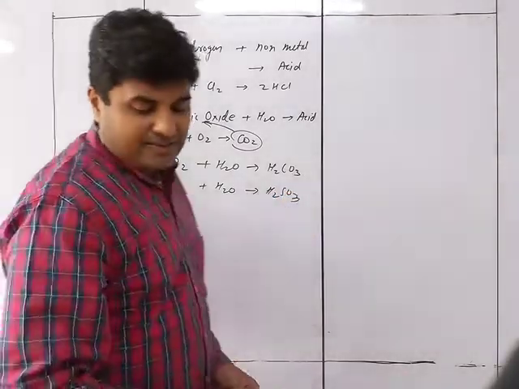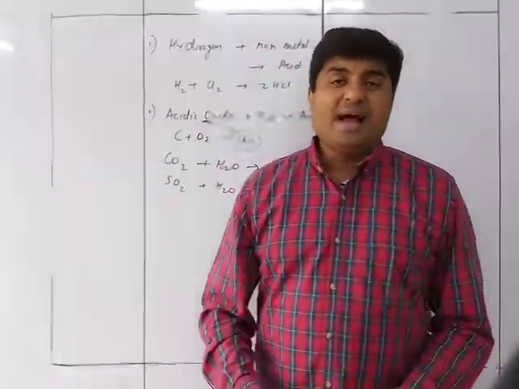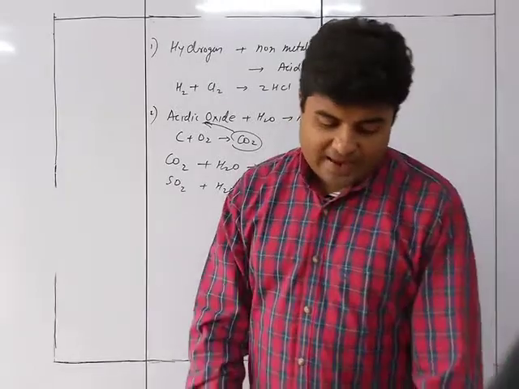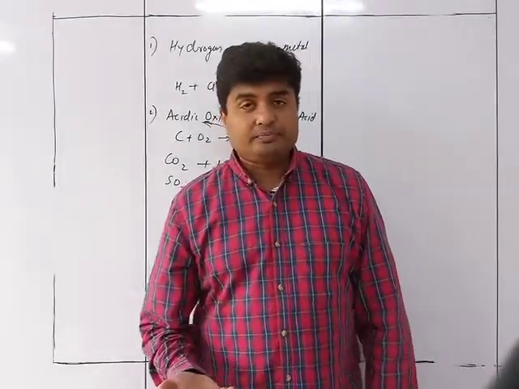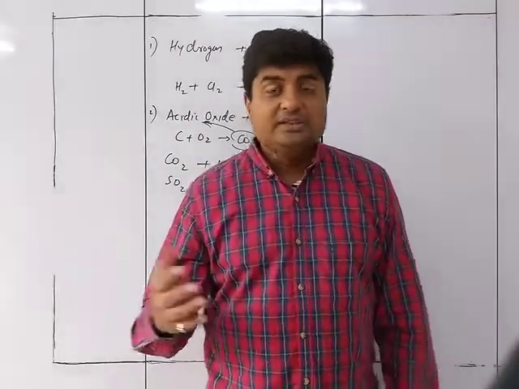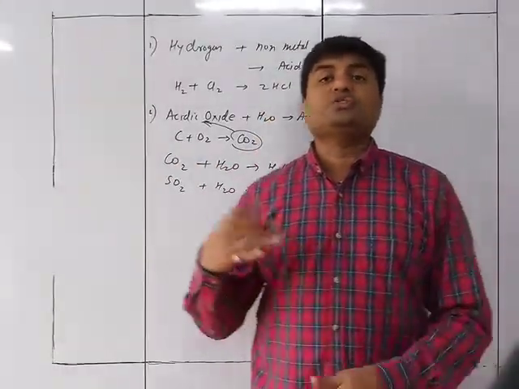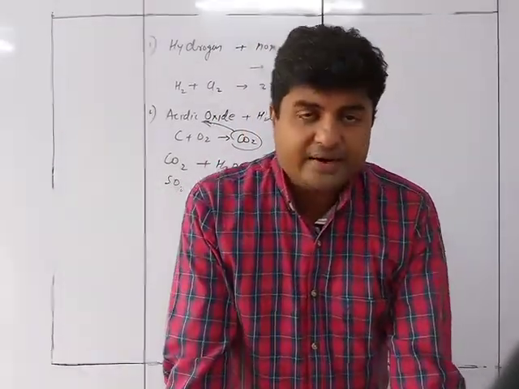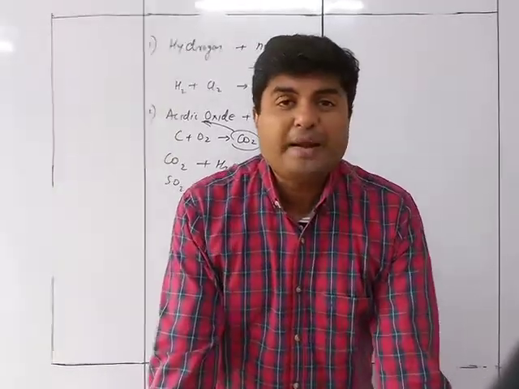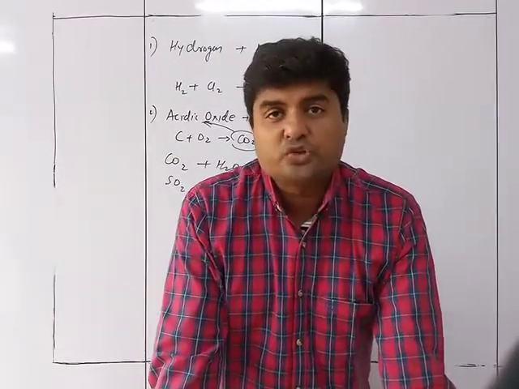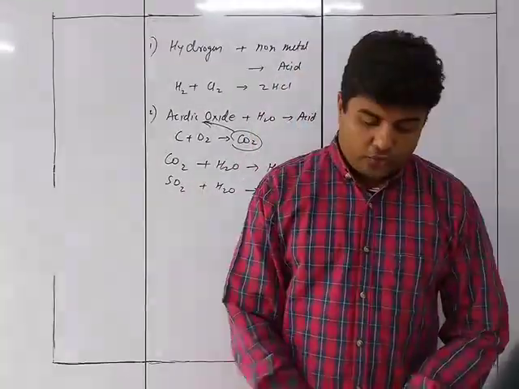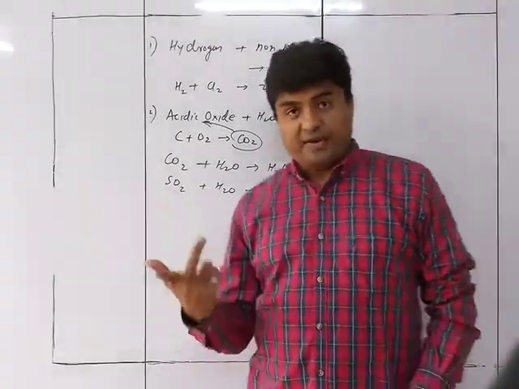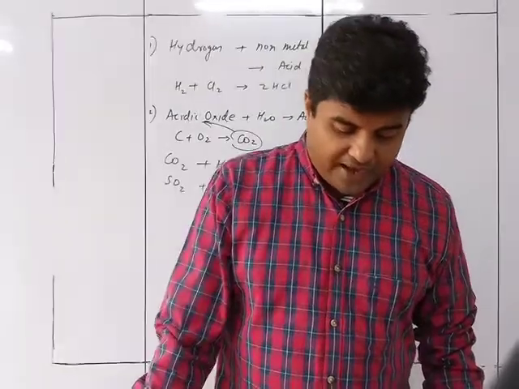These are simple examples of how acids are formed by acidic oxide plus water giving an acid. Sulfur dioxide gives sulfurous acid. Sulfur trioxide, SO3, will give H2SO4, that is sulfuric acid. Similarly, P2O5, phosphorus pentoxide, with water will give phosphoric acid, H3PO4. So that is the formation of carbonic acid, sulfurous acid, sulfuric acid, and phosphoric acid.